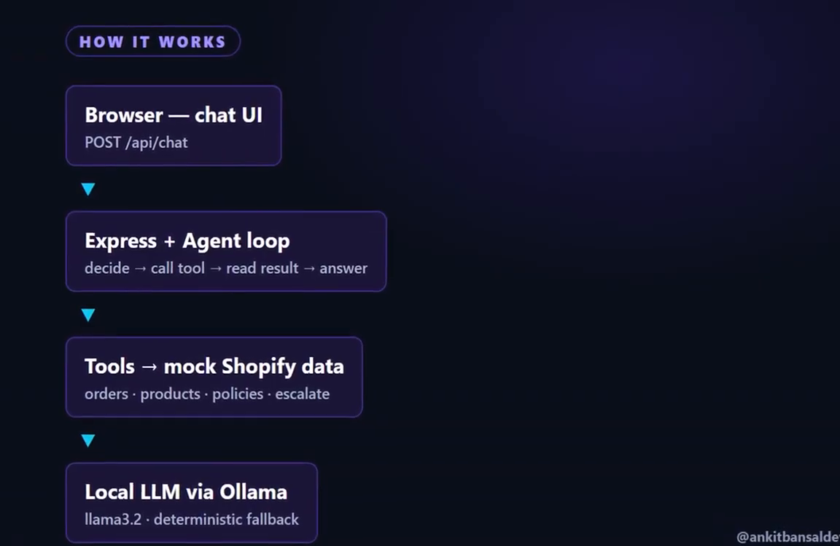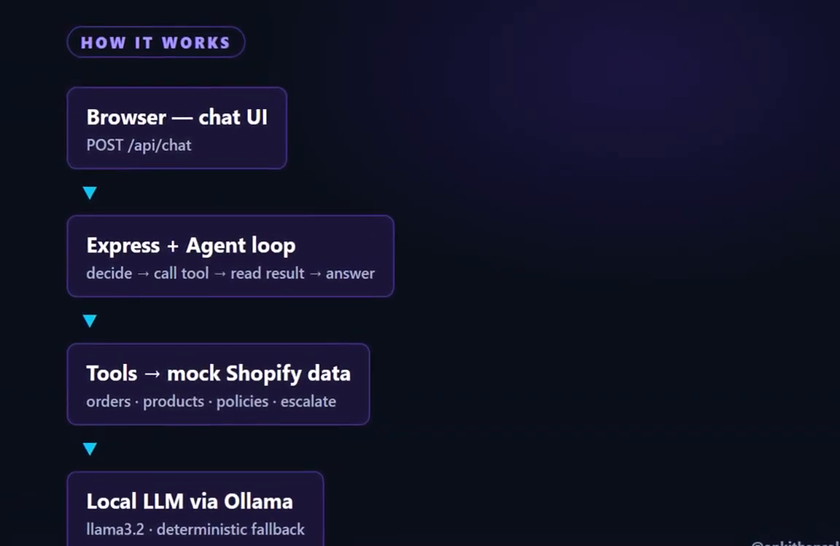The browser sends the chat to an Express server running an agent loop. The agent is given a set of tools. It decides which to call, runs it against the store's data, reads the result, and then answers, repeating until it's done. The brain is a local LLM through Ollama, with a deterministic fallback, so it always works.